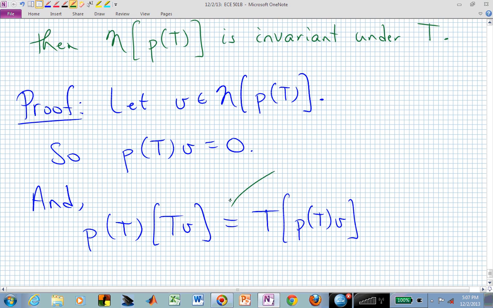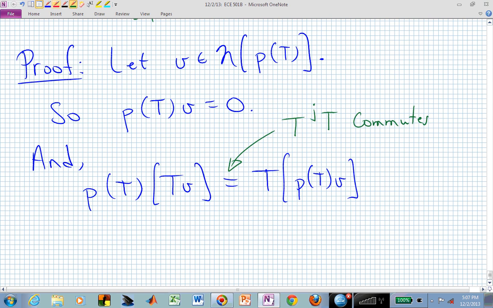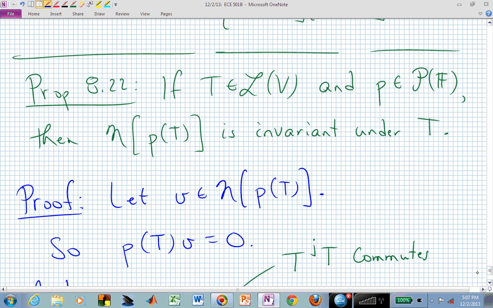I'm saying we were able to do this because T to the j commutes. I'll explain that maybe a little bit differently in just a minute, but if you accept that for now, what do we know about P of T V? Well, that was 0. So this now says T of 0, and that's 0. So there's our proof. The null space of P of T is invariant under T.